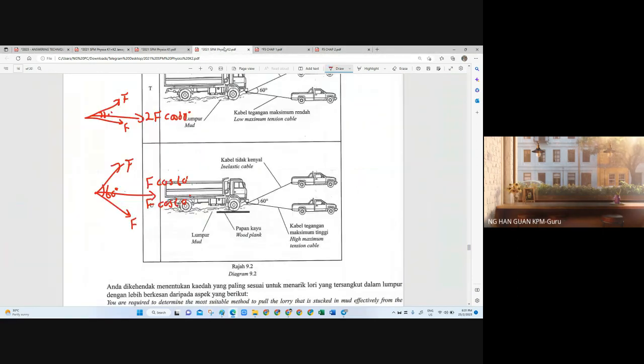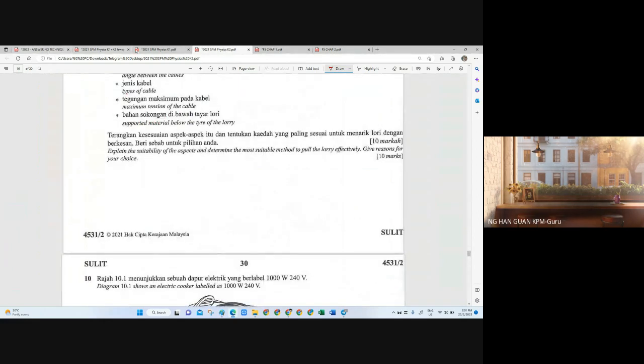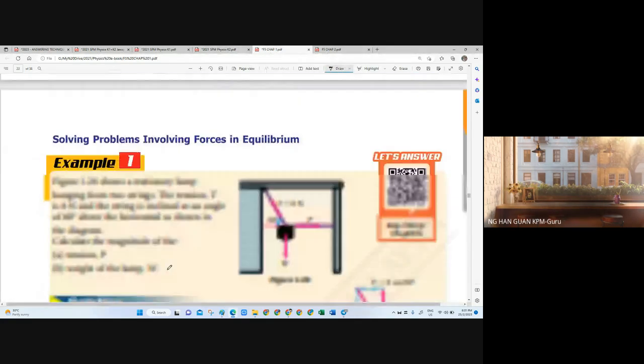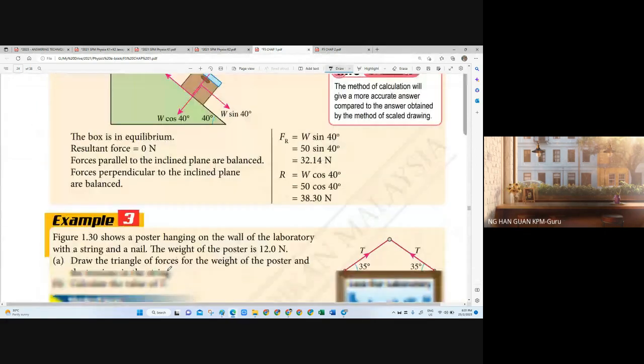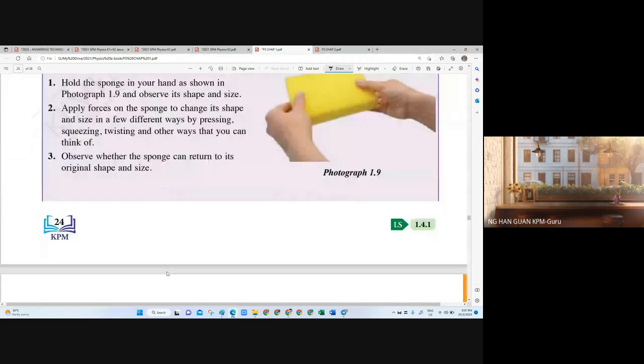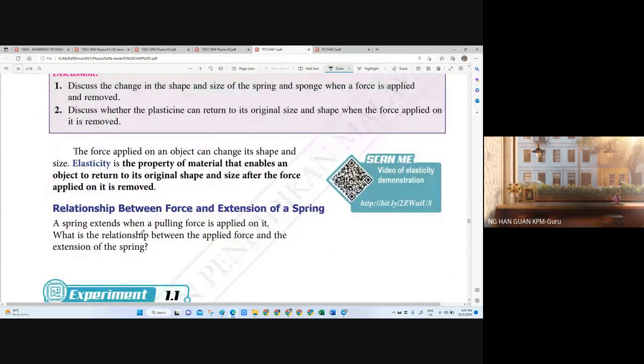Okay. This is a question related to the dissolutions of forces and also the resultant forces. This is the first part. And then the second part is about elasticity. So for elasticity, you need to know, with a specific focus on the spring.